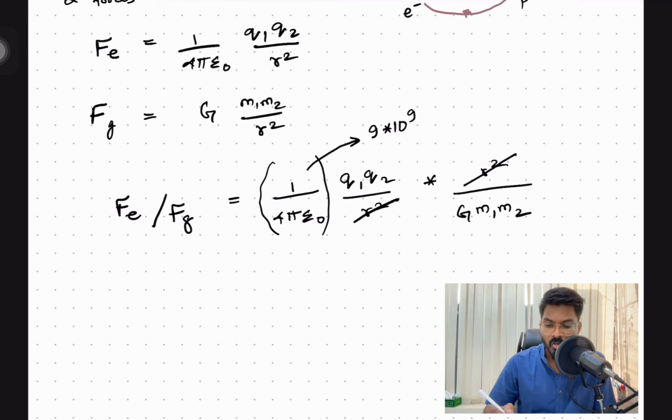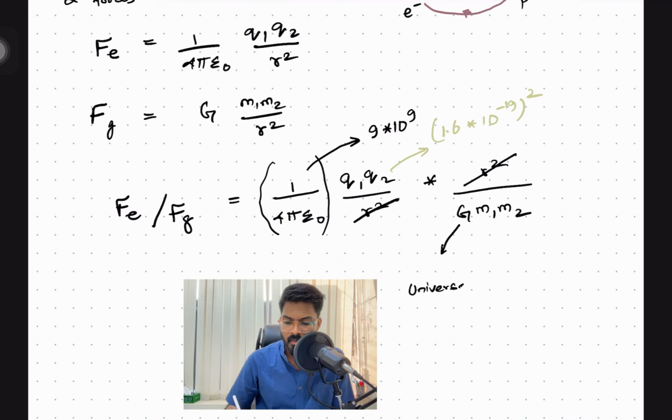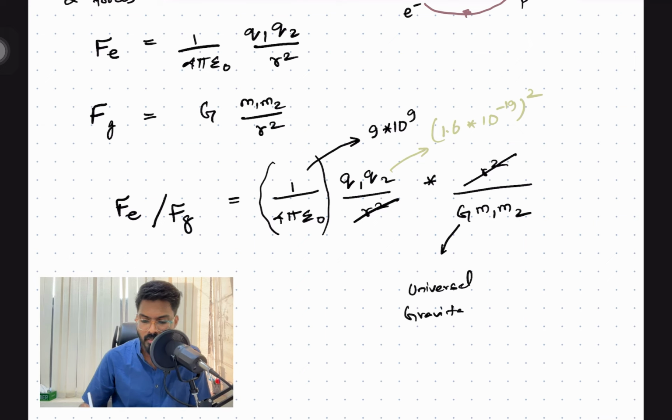Then we are speaking about q1 and q2. Now what is q1 and q2? They are the charges of the electron and the proton, which is same, 1.6 into 10 to the power minus 19 square. Then we have this universal gravitational constant, which is given by 6.67 into 10 to the power minus 11.